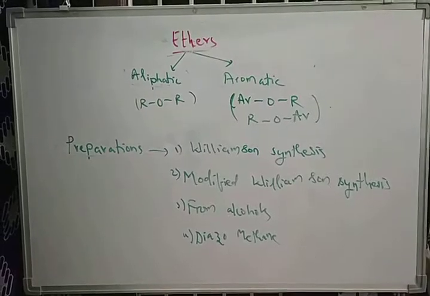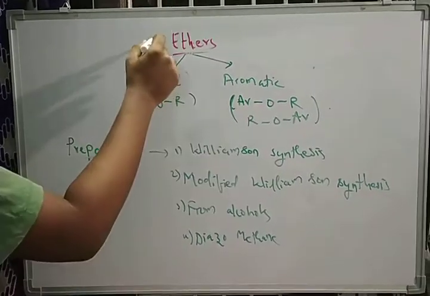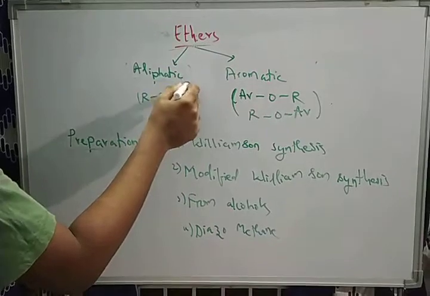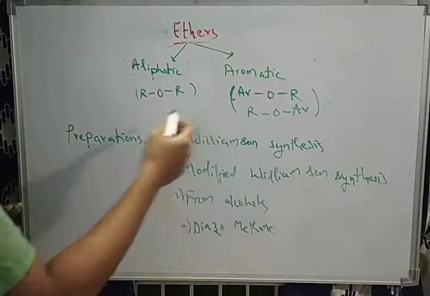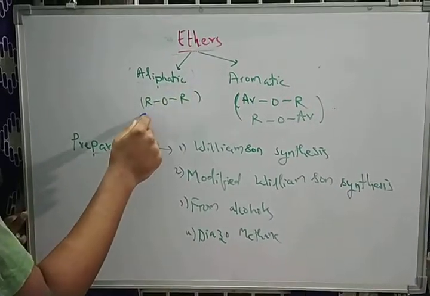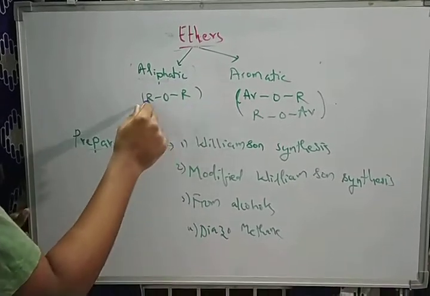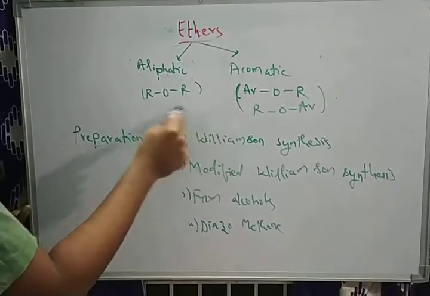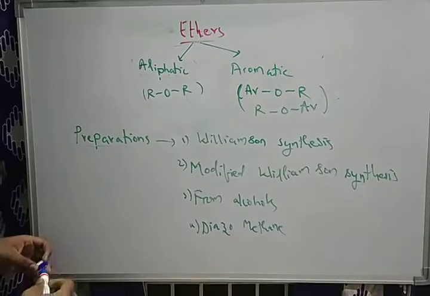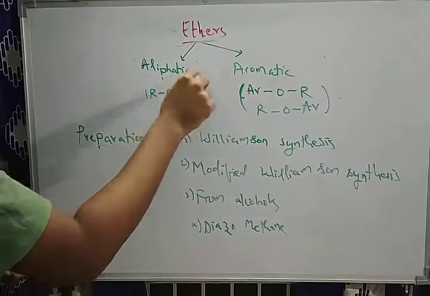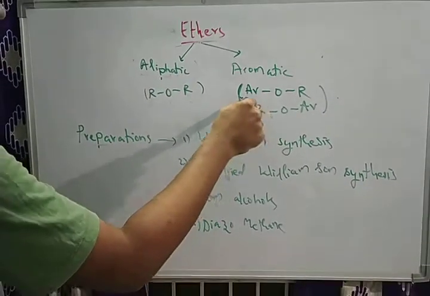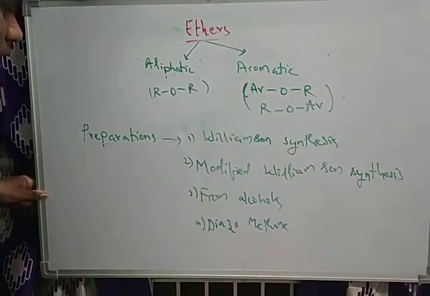Guys, in this video I am going to talk about ethers. Ethers are of two types: aliphatic ethers and aromatic ethers. Aliphatic ethers are in the form ROR, where R and R are alkyl groups. Maybe you can write it as R and R dash, and here Ar represents that it is an aromatic compound.